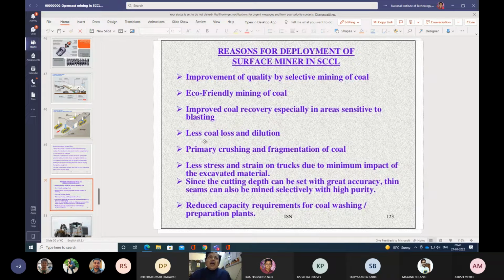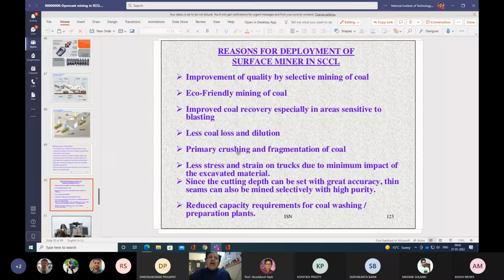And the reason for using this surface miner is less coal loss and dilution. There will be less dilution, there will be less coal loss. There is no dilution because it is a selective method of mining. No need of mining the waste material. Only the coal will be mined. That is called selective method of mining. And there is no need of primary crushing, and fragmentation of coal is very good. You'll get much better fragmented material. There is no need of crushing.